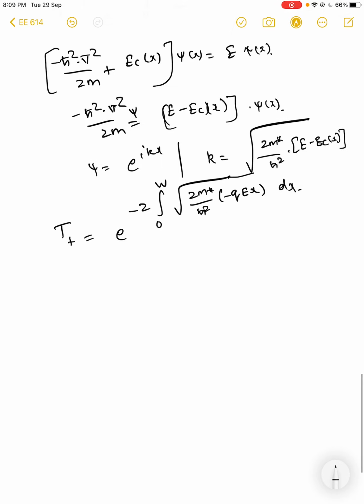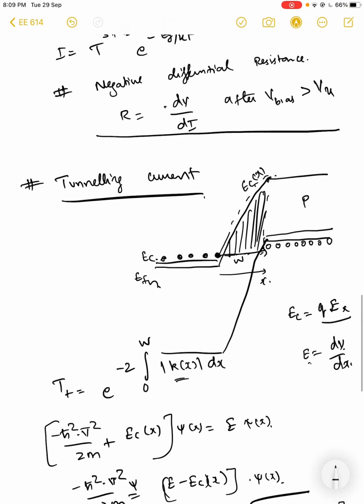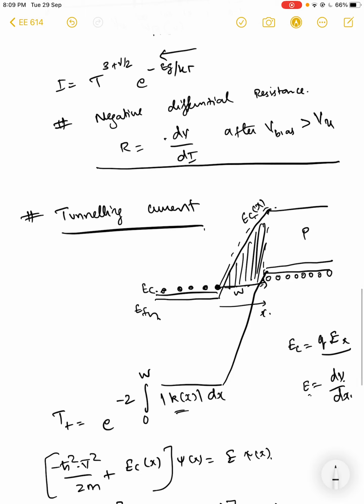This can be solved easily, and then the tunneling probability can be found to be e power minus 4 root 2 m star Eg power 3 by 2 by 3 q h bar E. Eg came here because you can see that this height is basically the energy gap. And we saw this expression. So EC will end at the energy gap if x is equal to the width.